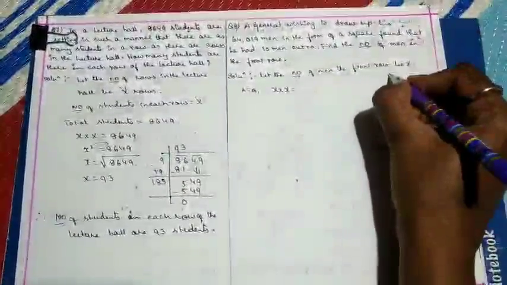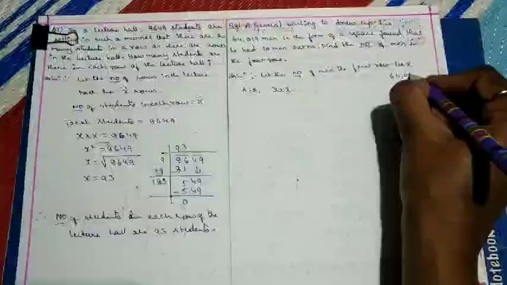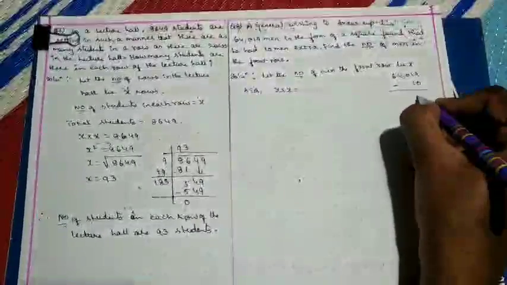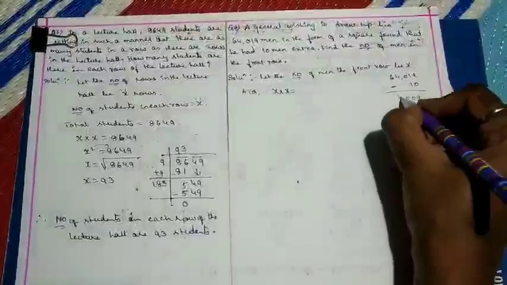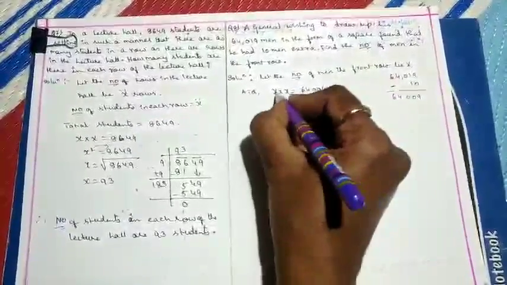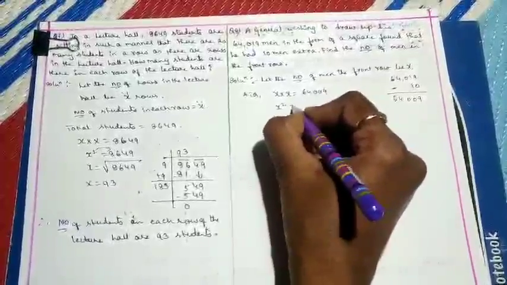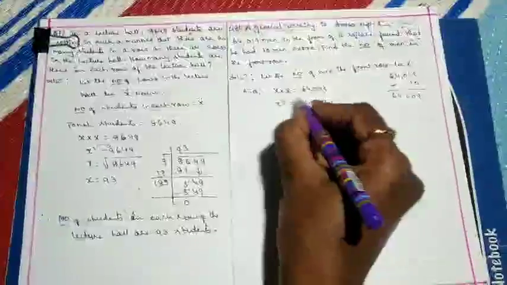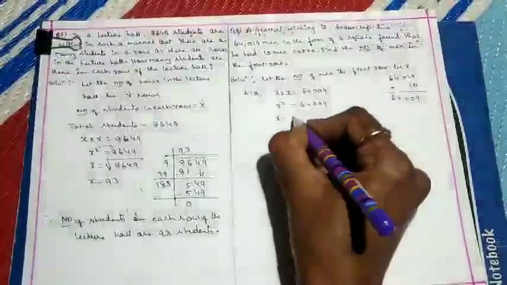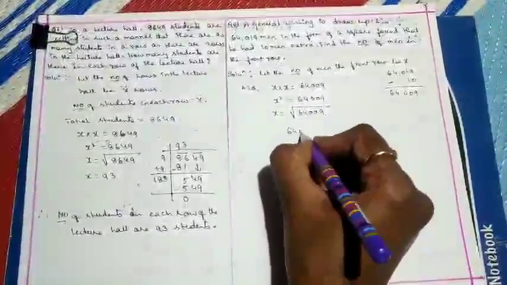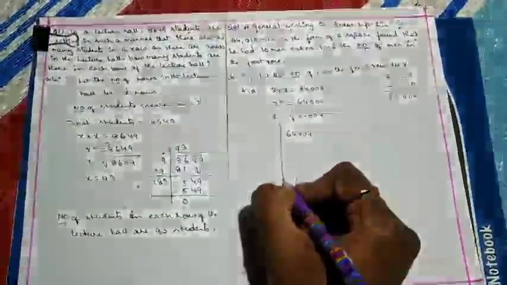Here the total number of men used is 64,019. The 10 we have to remove. So we'll get 64,009. Then x into x becomes x square equal to 64,009. Then the square going to the other side becomes the square root of 64,009. Now we need to find its value by using the long division method.